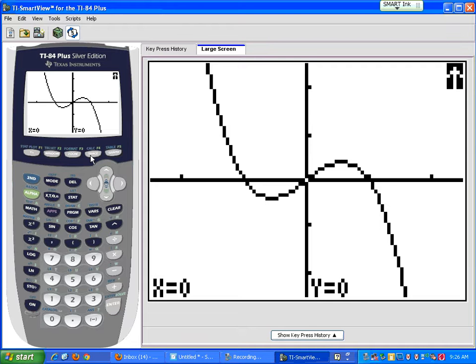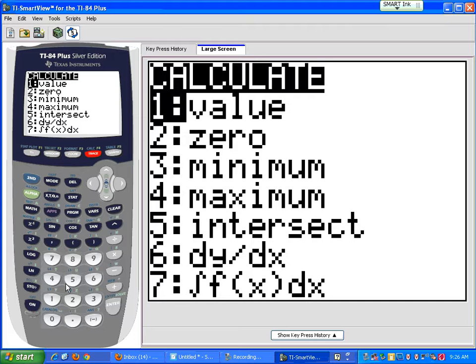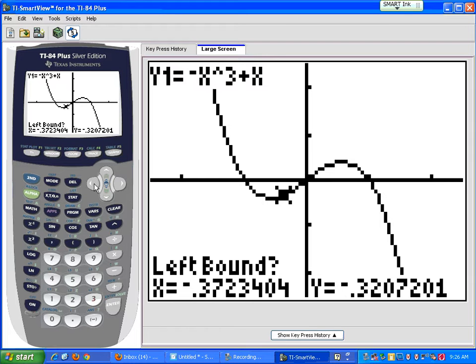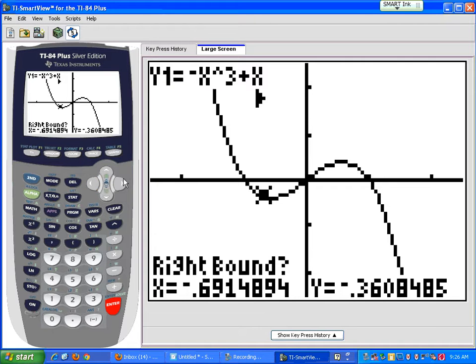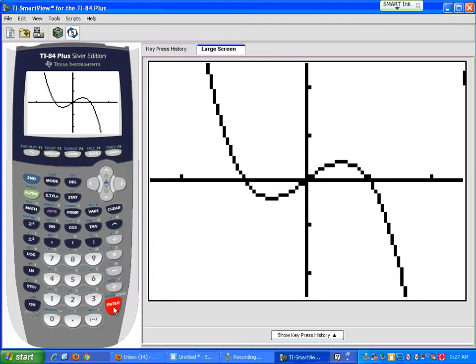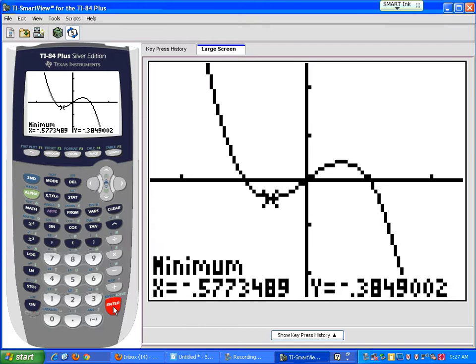So second trace, and let's do number 3 first, which is the minimum. Scroll over to where you think the minimum point is, somewhere around here. Then it says left bound, so you want to go to the left of that point somewhere. It doesn't matter how far left you go, just close enough, and hit enter. Go back to where you think your minimum is, go to the right of that, and hit enter. Notice that you have these 2 arrows up here. You always want the minimum to be in between those 2 arrows because that's where it's going to guess. Now if you hit enter on guess, your calculator nicely figures out where the minimum is.